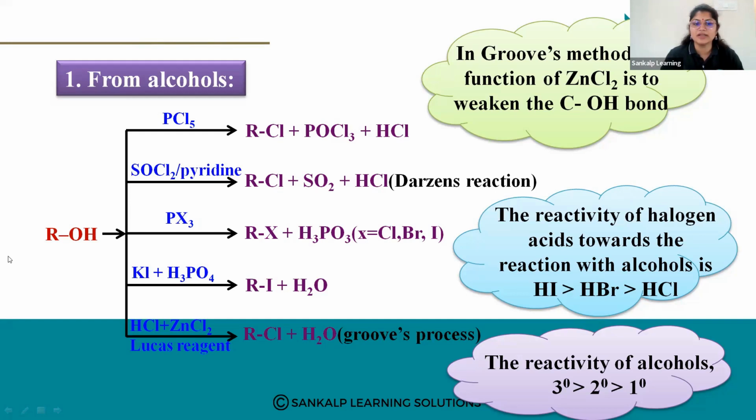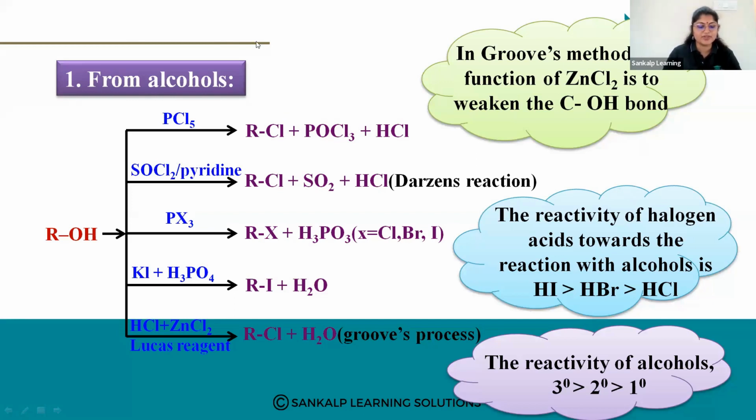So if you take the starting reactant as alcohols, and treat it with phosphorus pentachloride, it gives you alkyl chlorides, plus POCl3 plus HCl. So this is one reaction wherein you can yield your alkyl halides, that is haloalkanes from alcohols.